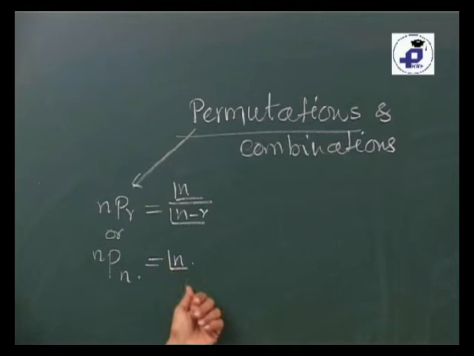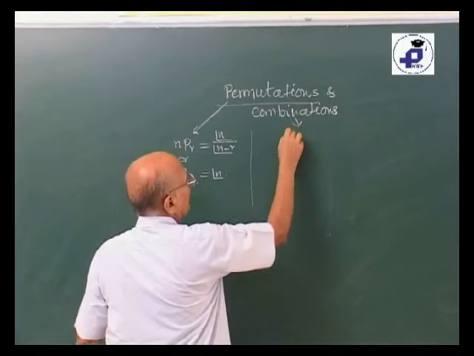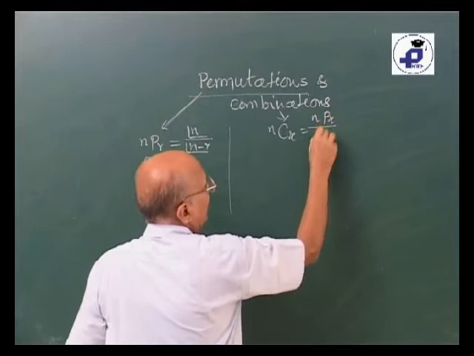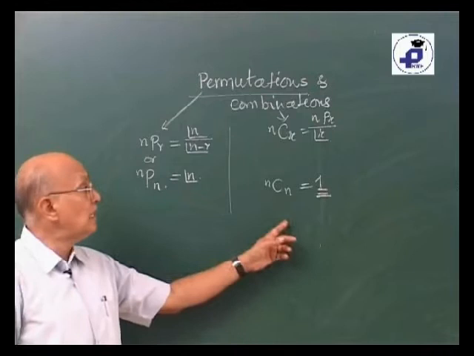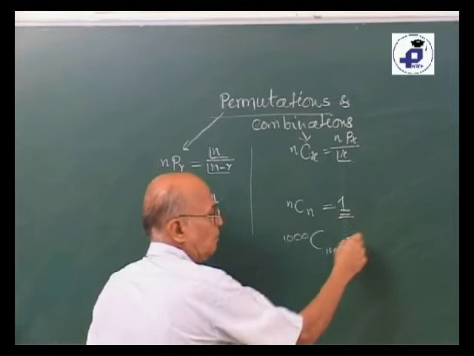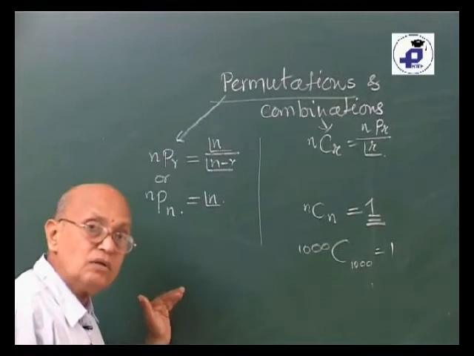You know what we mean by factorials. I need not explain to you. And combination nCr means nPr divided by r factorial. I will give you one example afterward, and nCn need not be calculated, it is always 1. Every time they ask, for example, 1000C1000 means how much? Don't calculate. It is simply equal to 1. 1000P1000, they will never ask. So you don't worry about that.